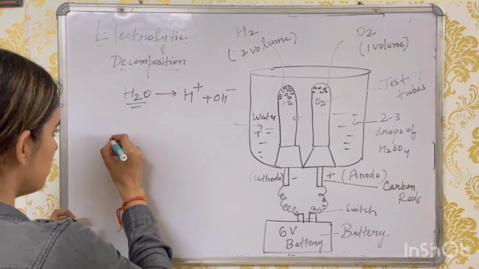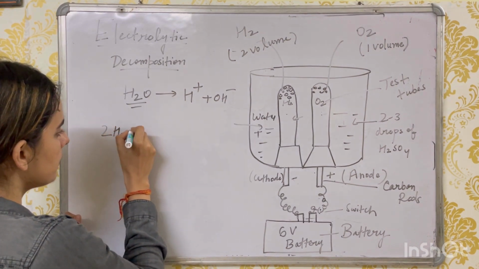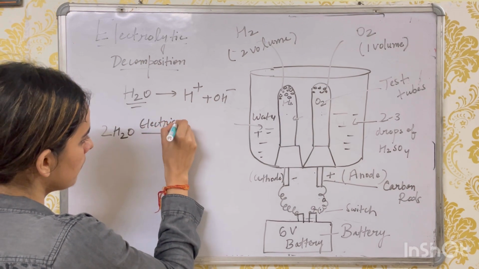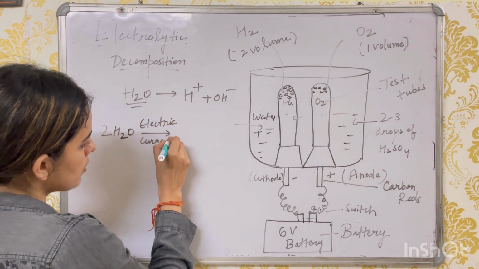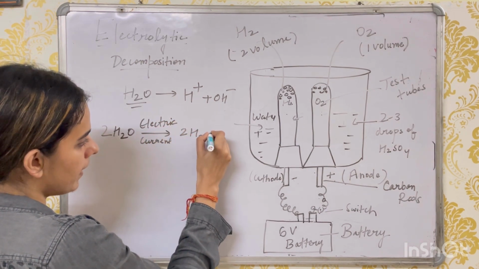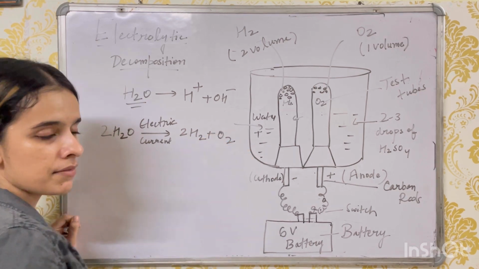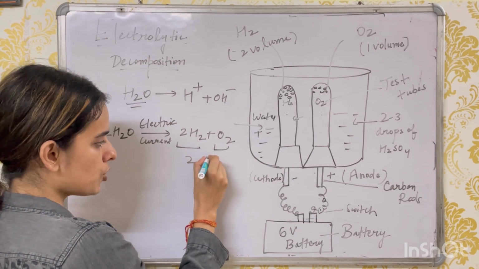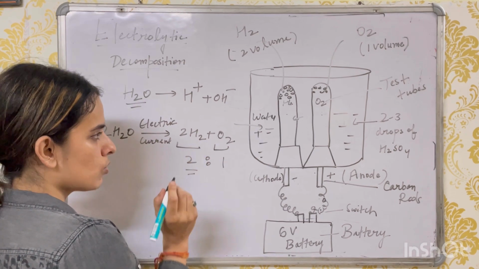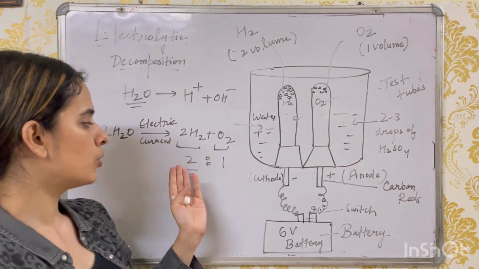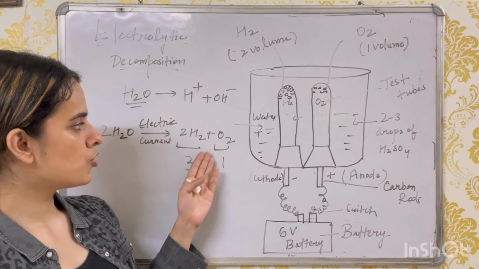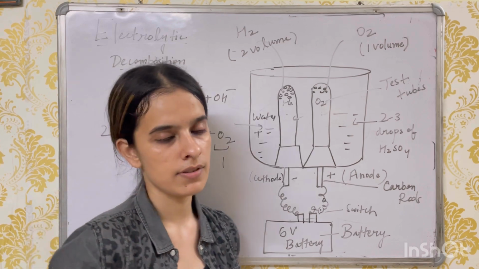So what actually happens? When water breaks down in the presence of electric current, hydrogen will deposit at one end and oxygen will deposit at the other end, and the volume of hydrogen and oxygen is 2:1. As you can see, twice of hydrogen means the volume is 2 hydrogen and 1 oxygen. So this is the volume.